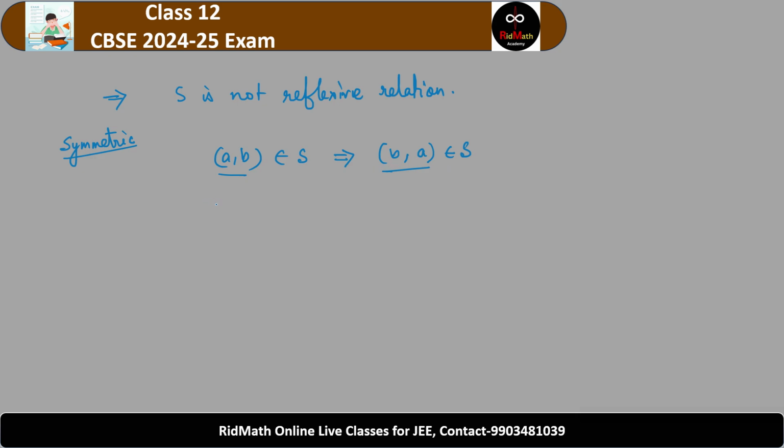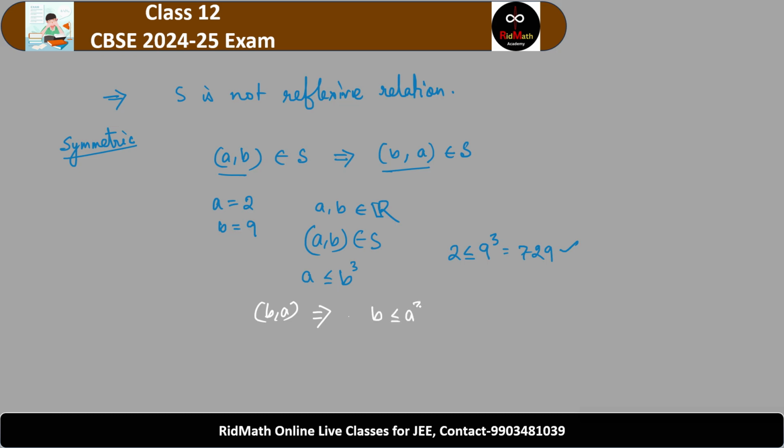So let us suppose a equal to 2 and b equal to 9. Both are from the real numbers, and observe that (a, b) is in S because a is less than or equal to b cube. That means 2 is less than or equal to 9 cube, which is 729, and this is okay. So (a, b) is in S. So what is (b, a)?